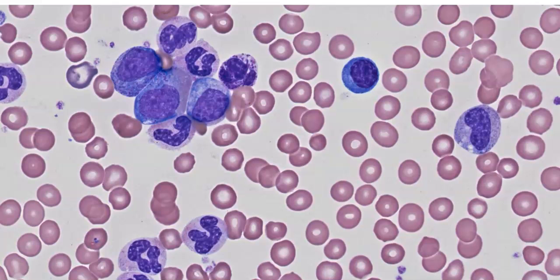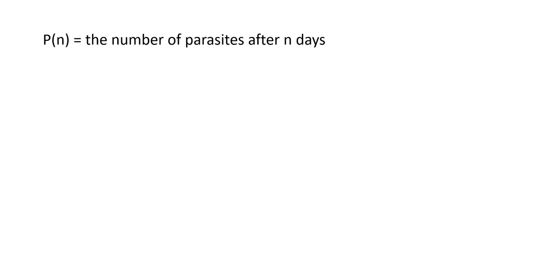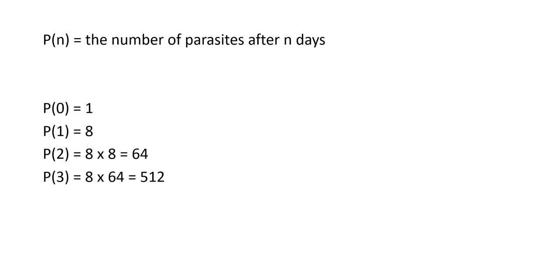So generally, if I look at that as a mathematical model, if we let P of n be the number of parasites after n days, initially at time 0, let's suppose we only had 1 parasite. What would happen is after day 1, we would have 8. After day 2, each of those 8 would have replicated, and we would have 8 times the 8 we used to have, and that's 64. After day 3, those 64 each will replicate into 8 more. We have 8 times 64, which is 512.